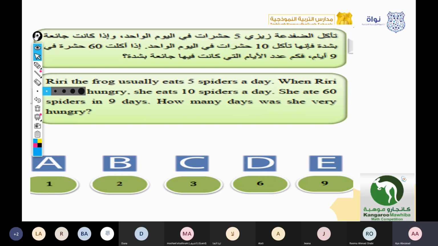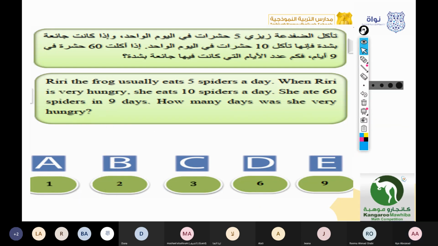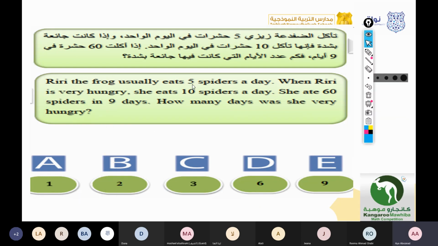Riri the frog. Sorry. Riri the frog usually eats 5 spiders a day. When Riri is very hungry, she eats 10 spiders a day. She ate 60 spiders in 9 days. So how many days was she very hungry?